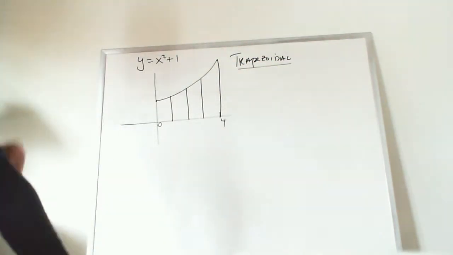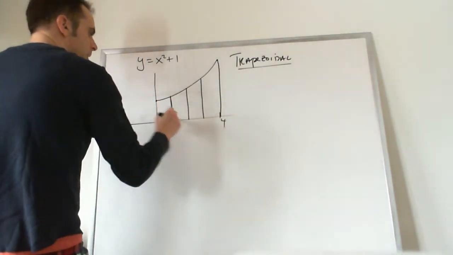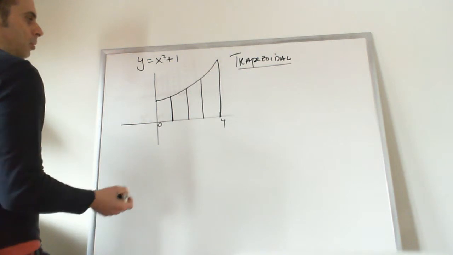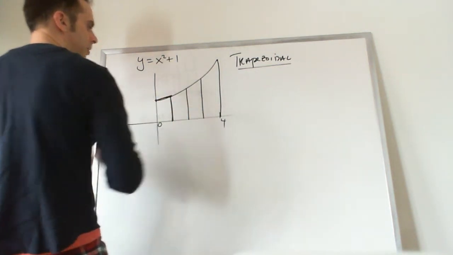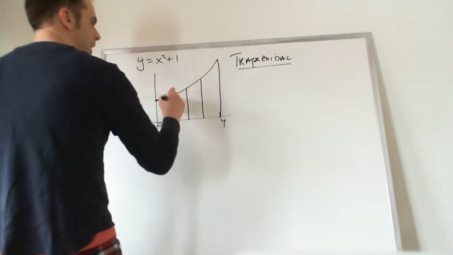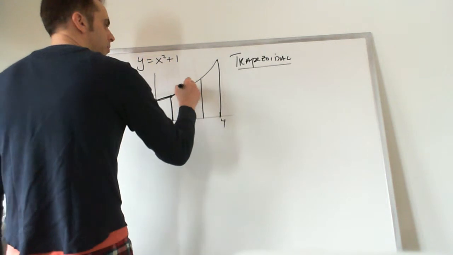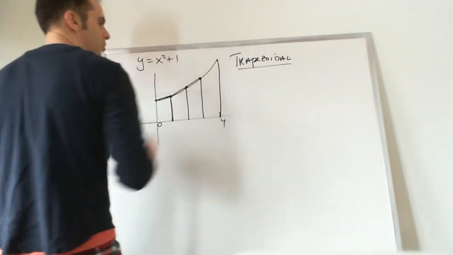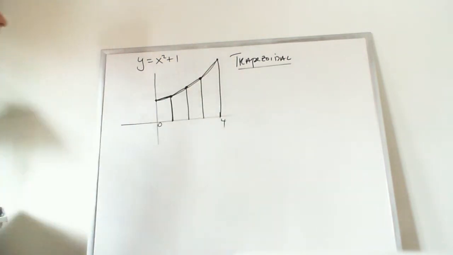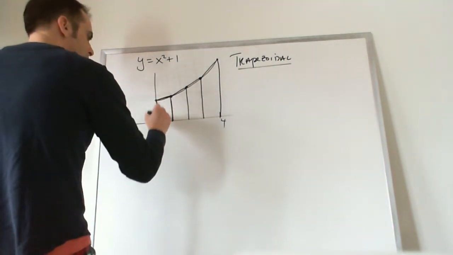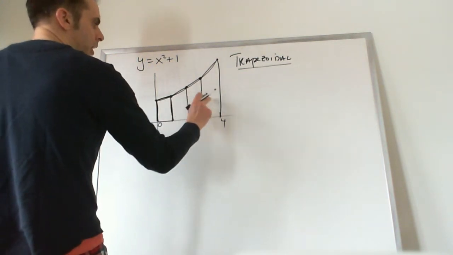So how do we come up with the approximation using trapezoids? Okay, so first let's draw in some trapezoids. So from here to here, I'm going to connect these 2 endpoints and form one trapezoid. And then from here to here, I'm going to form another trapezoid. And then from here to here, another trapezoid. And from here to here, I'll form another trapezoid. So I've got 4 trapezoids, this being 1, 2, 3, and 4.